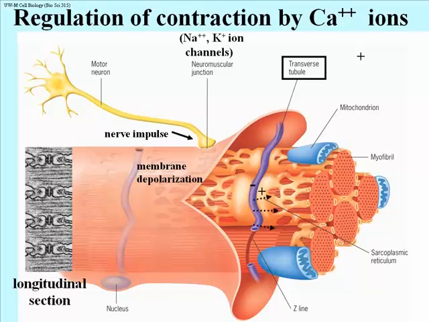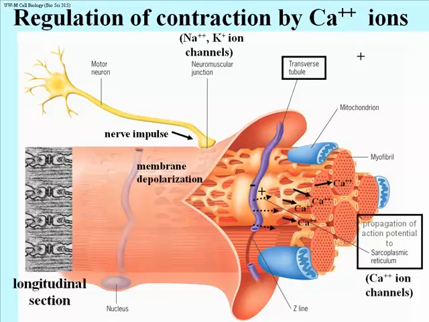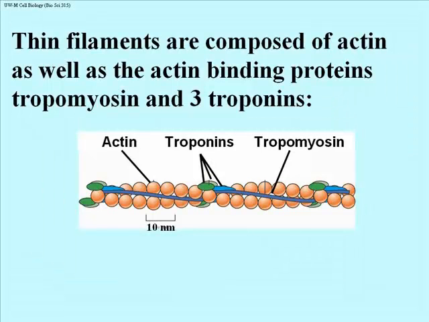The propagation of that depolarization continues into the sarcoplasmic reticulum, and in the sarcoplasmic reticulum there is an opening of calcium channels and a release of calcium which now bathes the contractile proteins, the actin and the myosin. The ion channels that open up will later serve to recapture the calcium after contraction is over. Well, let's take a closer look at the actin filaments in muscle.